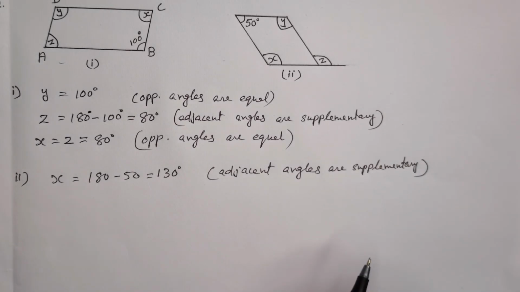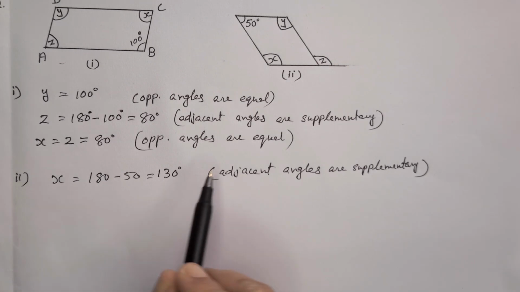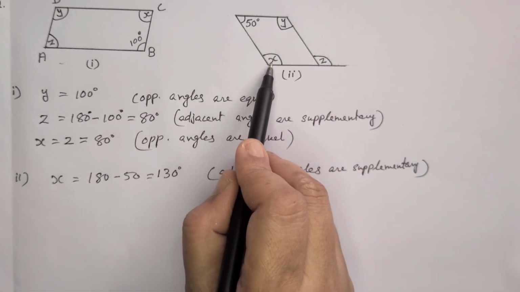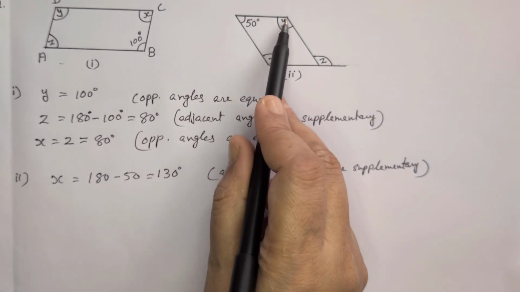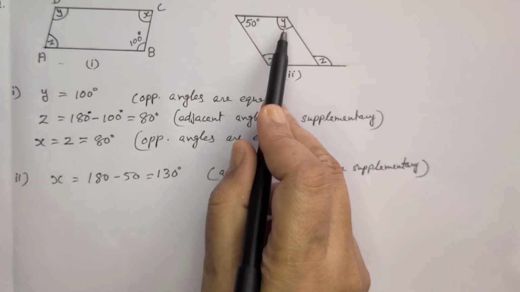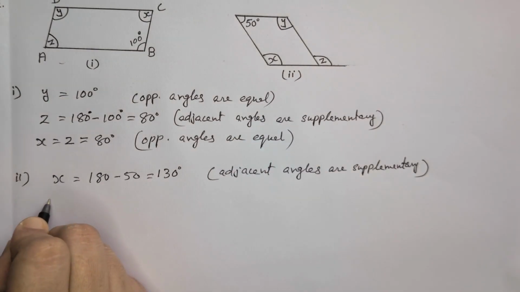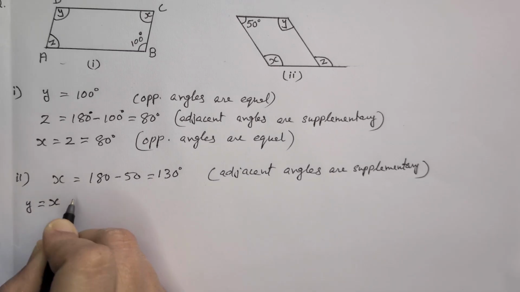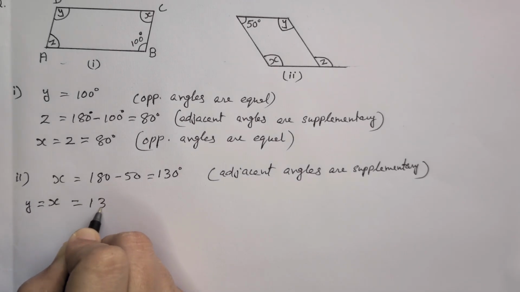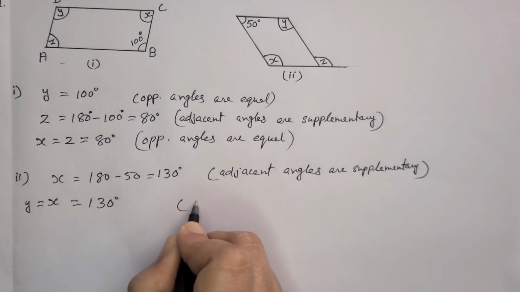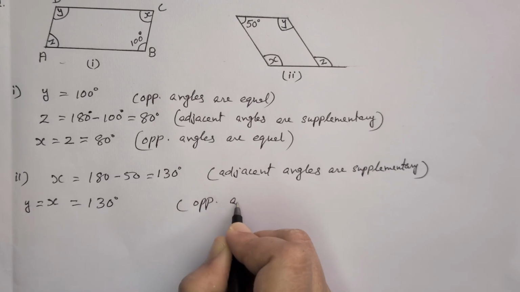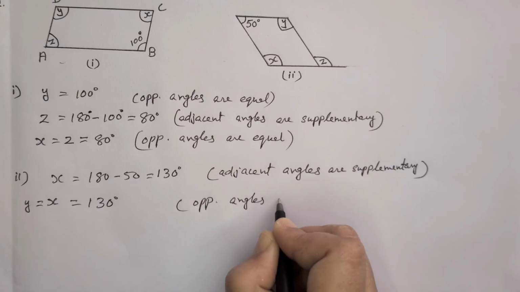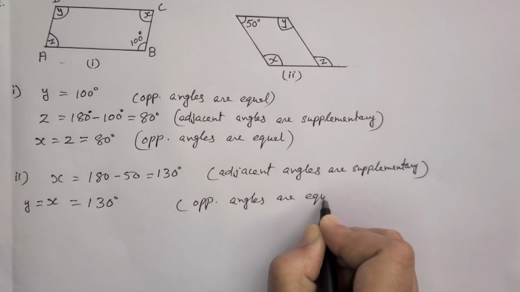So x is equal to 130 degree. If x is 130 degree, y also will be the same. Opposite angles are equal. Y is equal to x, the same angle, 130 degree. Reason, opposite angles are equal.